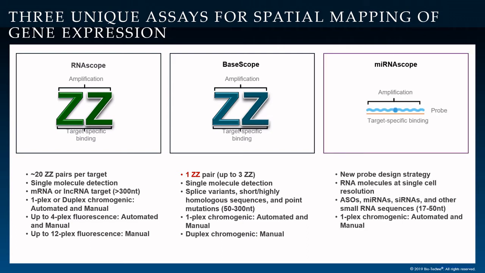And then we have our newest assay, which is the microRNAscope assay. Now this assay allows you for detection of ASOs, microRNAs, siRNAs, and smaller sequences anywhere between 70 to 50 nucleotides. Currently, this assay is available as a singleplex chromogenic assay, which can be performed either on an automated or a manual platform.